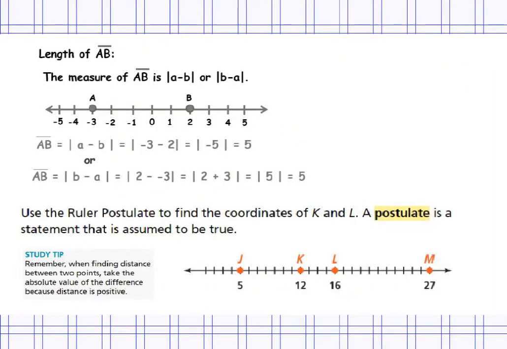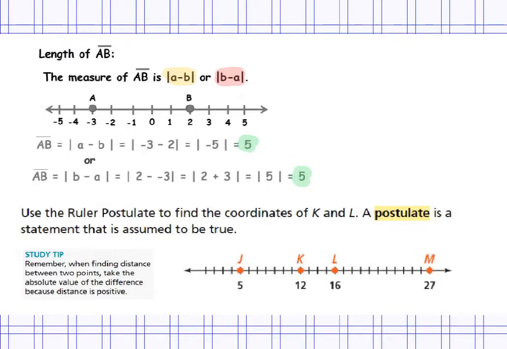This slide just highlights what we just discussed. It says find the measure of AB. To do that, we could do the absolute value of our coordinate A minus B, or we could do the absolute value of the coordinate B minus A. Either way, we'll get the result of 5.